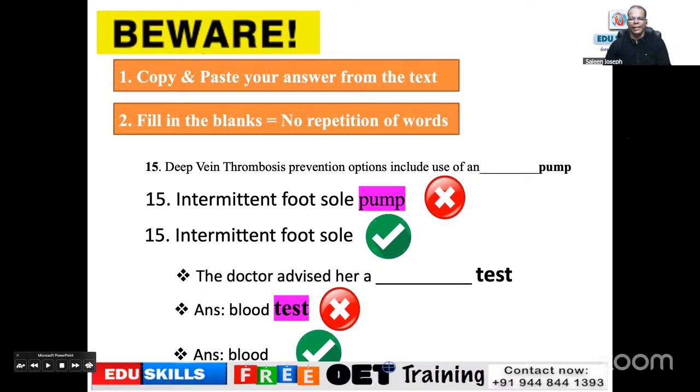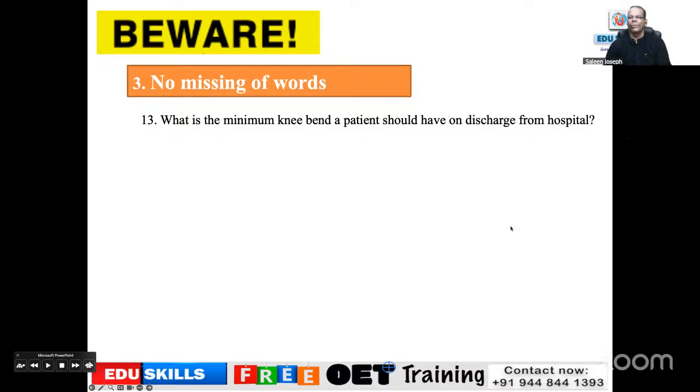Hope this is clear to you. This is very, very important. If you write pump there in the answer sheet, that will be wrong. Test, don't repeat, blood test. So this will happen in every question paper. Now beware, no missing of words. No missing of words. 90 degrees is wrong.